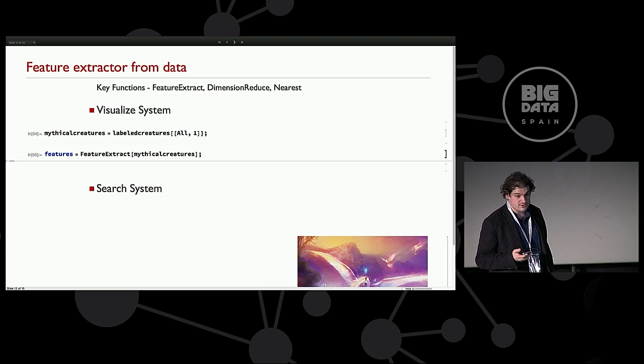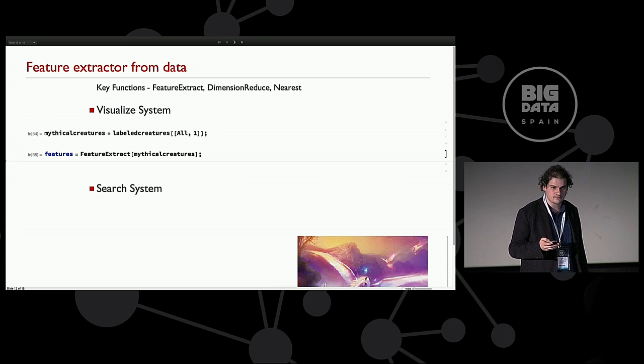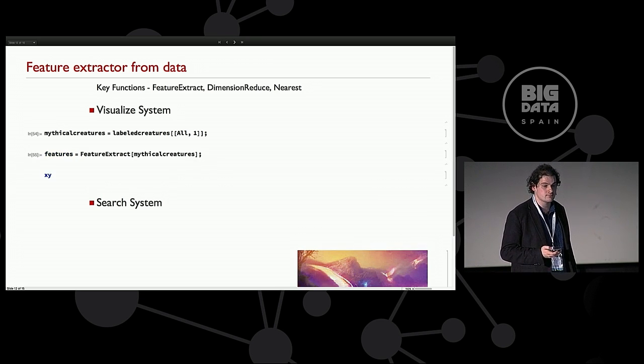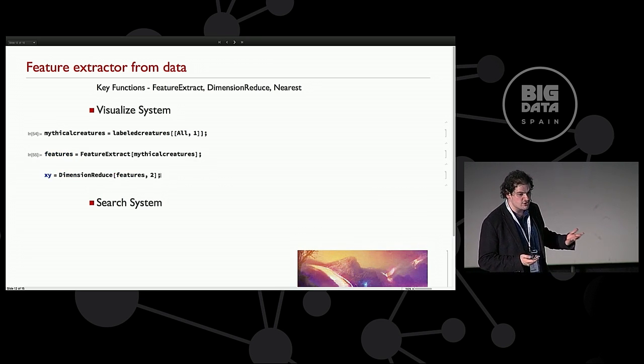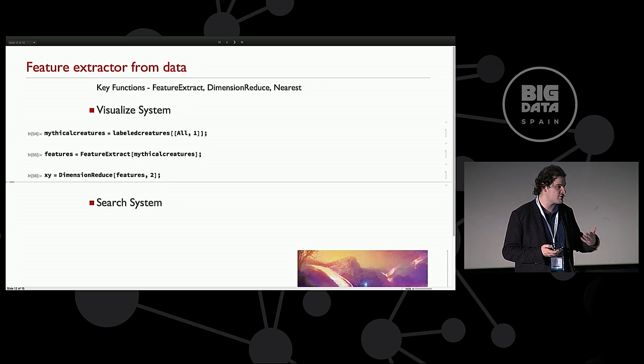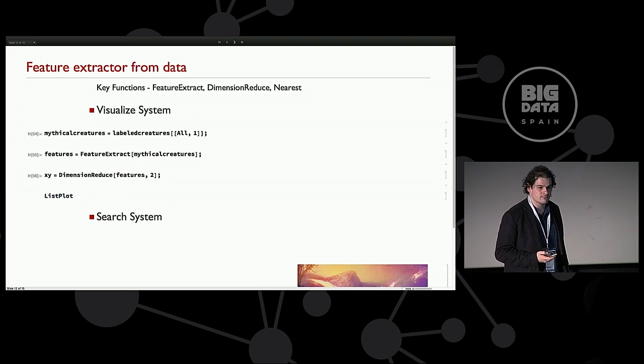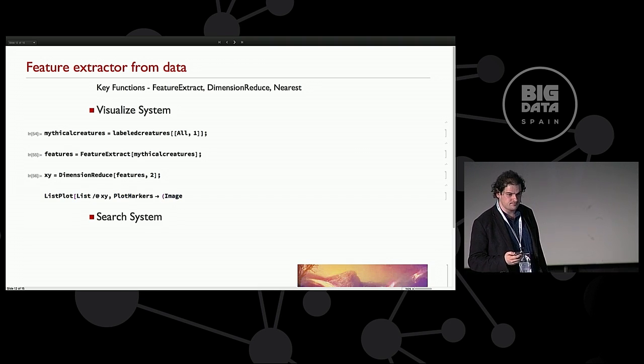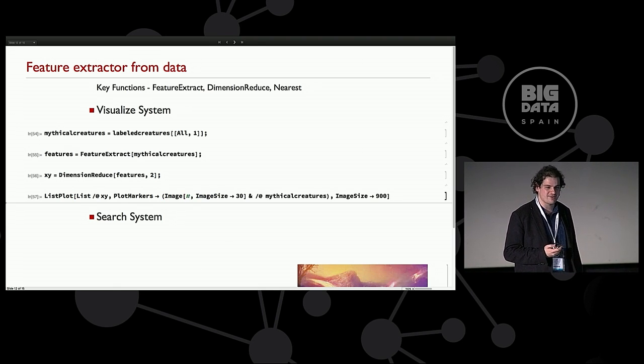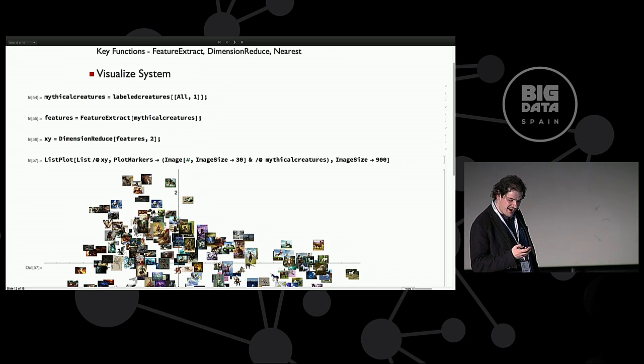So feature extract takes a little bit of time. It doesn't take too long. So we want to reduce the dimensions to two dimensions to visualize something in a vector space that we actually can comprehend a lot easier. And we can just plot this. This automatic typing thing is a little bit slow, and when I'm running out of time, I get stressed.